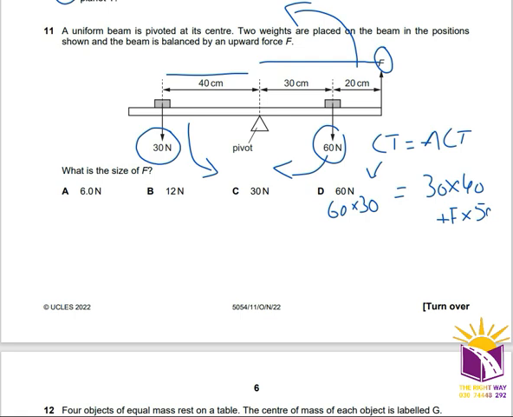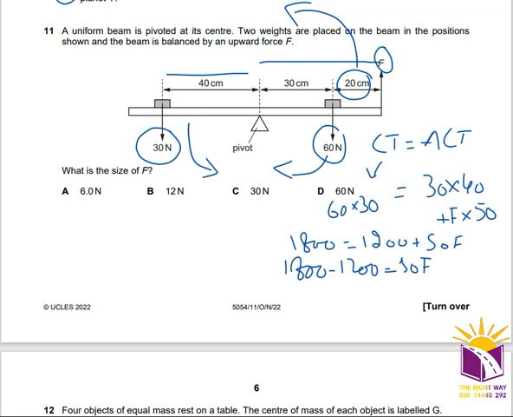It is 50. Many students use this 20 centimeter as the distance. This 20 is not the distance, because the distance is measured from the pivot point. So it is 30 plus 20 equal to 50. So 30 into 60 will be equal to 1800, equal to 30 into 40, which is 1200, plus 50F. So 1800 minus 1200 is equal to 50F, and 600 divided by 50 is equal to F.